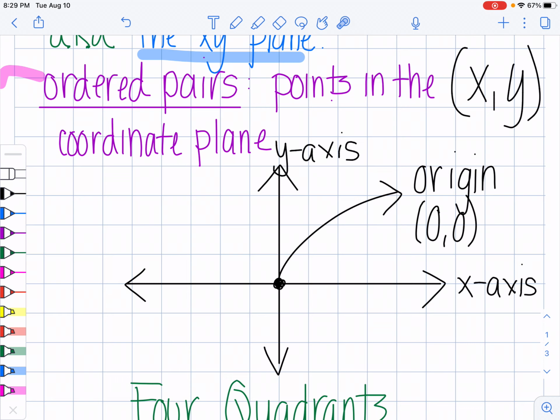This one right here, smack dab in the middle, is called the origin. It's where you always start plotting your points, and that's at my point 0, 0, because I haven't moved any right, left, up, or down. I'm just smack dab right in the middle.